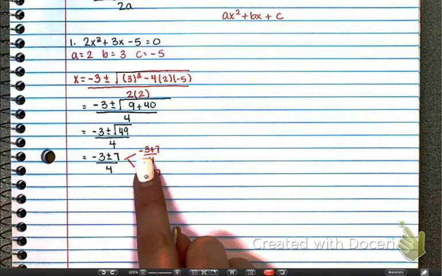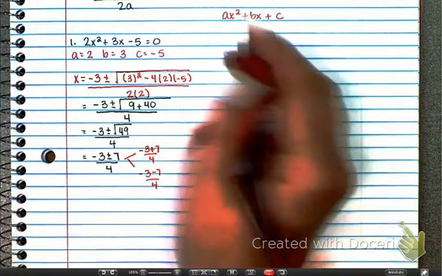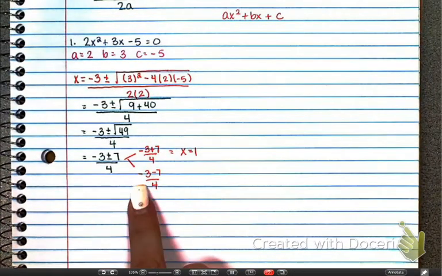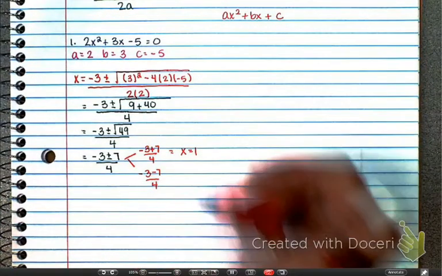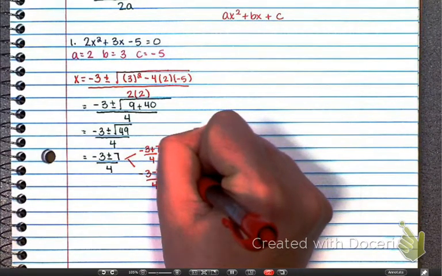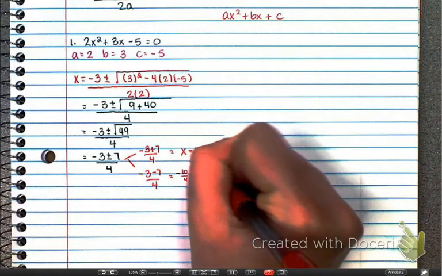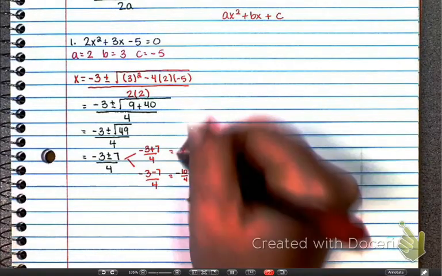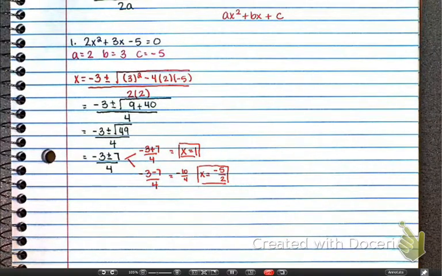So let's simplify it. -3 plus 7 is 4, and 4 divided by 4 is 1. So x equals 1. -3 minus 7 is -10. And -10 over 4 does not go in nicely. So I'm going to leave it as a fraction, but what do I have to do? Divide by 2 and reduce. So x equals -5/2. So x equals 1 and x equals -5/2.